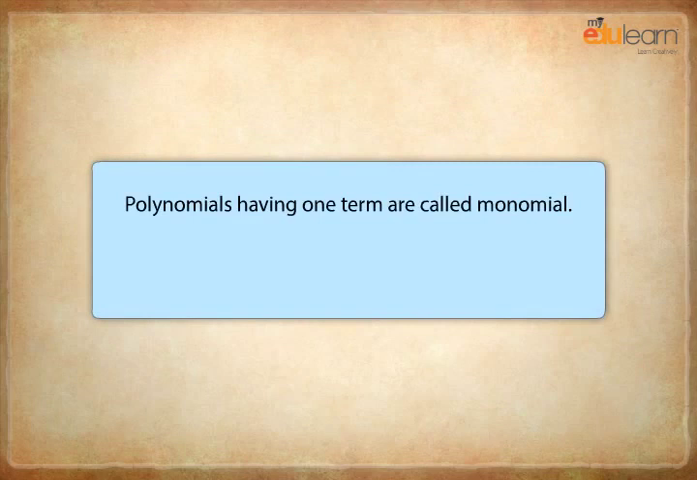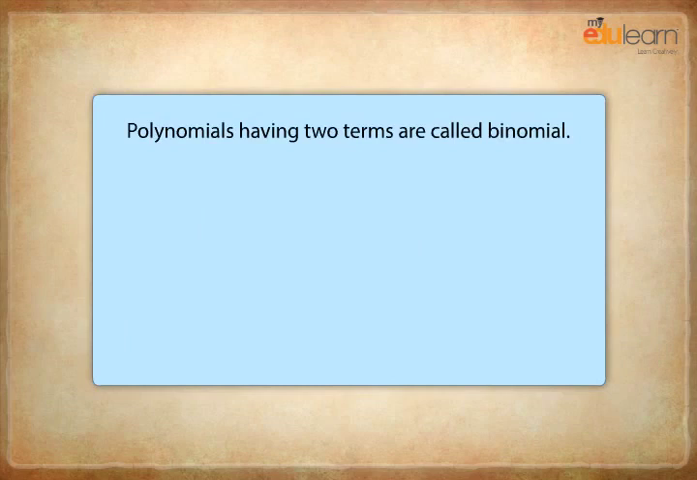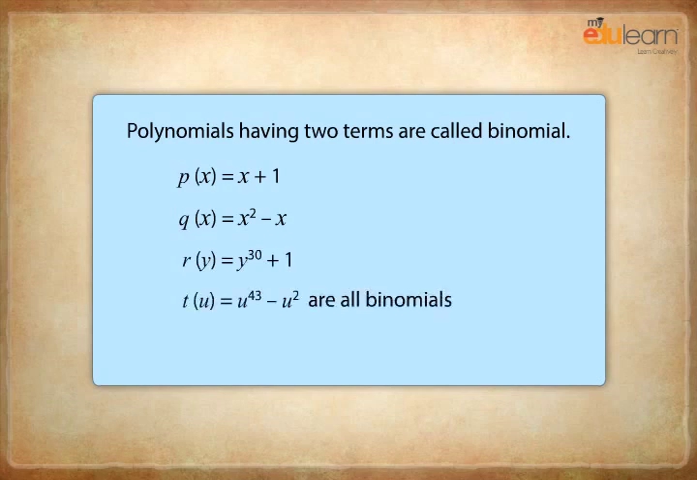Polynomials having one term are called monomials. 5xy, 4 upon 5 xy, p square q cube y are all monomials. Polynomials having two terms are called binomials. P of x is equal to x plus 1, q of x is equal to x square minus x, r of y is equal to y raised to 30 plus 1, t of u is equal to u raised to 43 minus u square are all binomials.